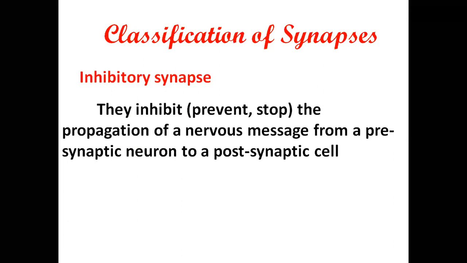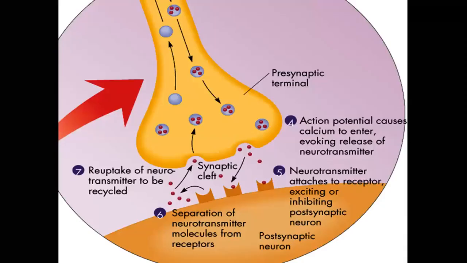The postsynaptic cell may be a neuron, a muscle, or a gland. Inhibitory synapses inhibit, prevent, or stop the propagation of the nervous message from the presynaptic neuron toward the postsynaptic cell, which is a neuron or a gland or a muscle. So as the name indicates, excitatory synapses have a role in excitation. They permit the propagation of the message from the pre to the post, while inhibitory synapses prevent the propagation of the nervous message from the presynaptic neuron to the postsynaptic cell.